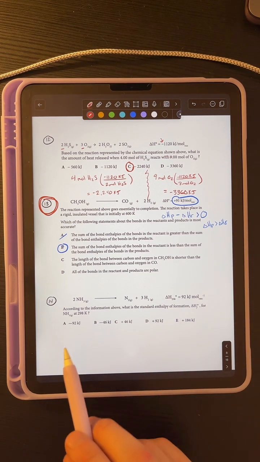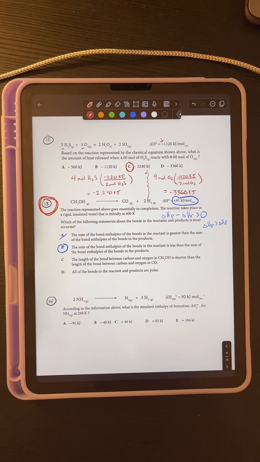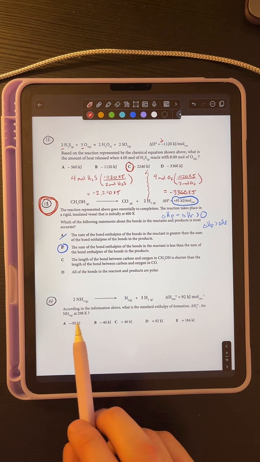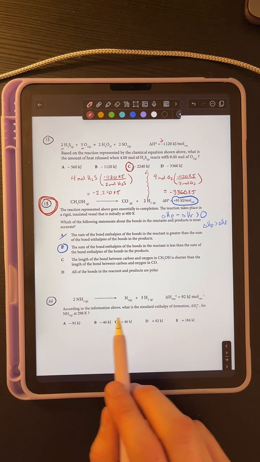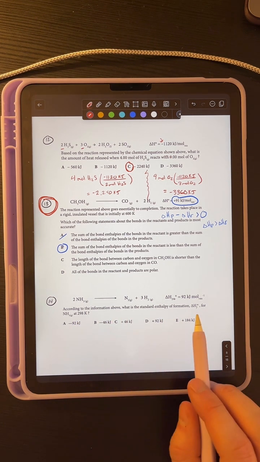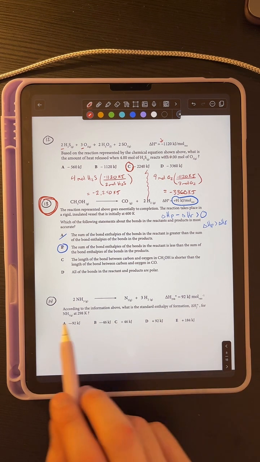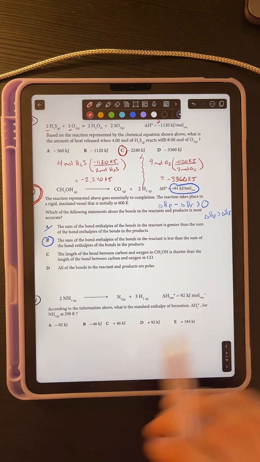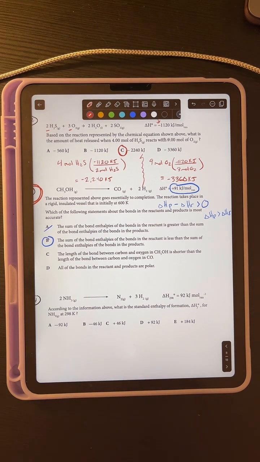Okay. So number 14. According to the information above, what is the standard enthalpy of formation, so delta H of formation, for NH3 at 298 Kelvin? So this one's interesting. This is where we're starting to get into our Hess's law.